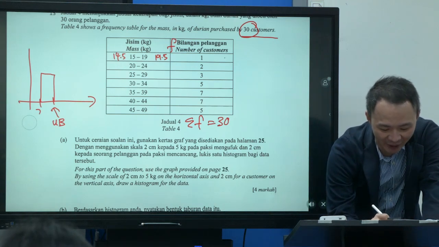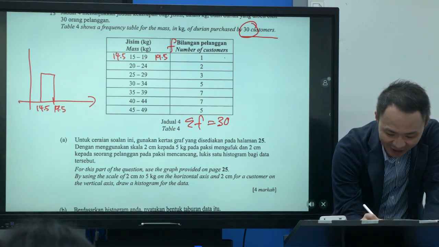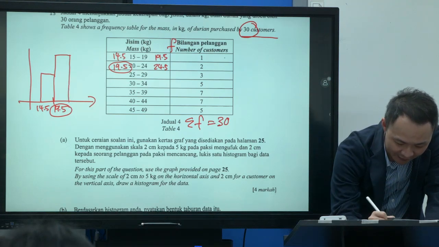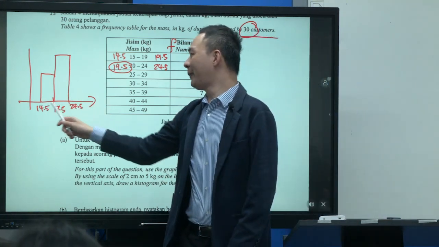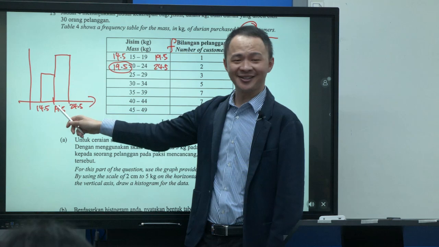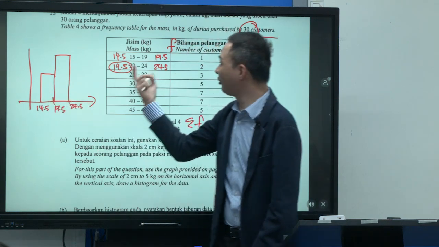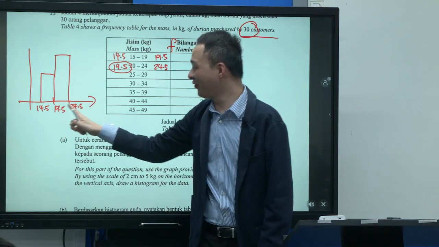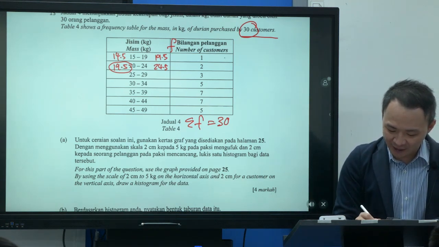This is the reason why they say 2 cm to 5 kg. So here, this is normally what I will write: 14.5 to 19.5. Then the next one, minus 0.5, plus 0.5, so I can use back the 19.5 and then add another 5, and here I write 24.5. Lower bound, upper bound. Then the next one, lower bound, upper bound. Then I continue. We keep on using the boundary, from 14.5 to 19.5, and then the next one, 19.5 to 24.5, and so on. So you know how to find all the boundaries, right?